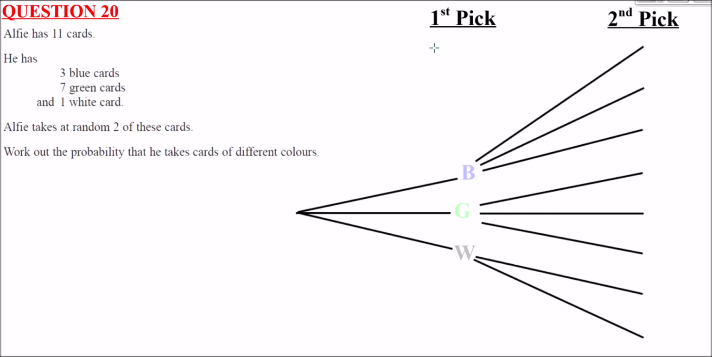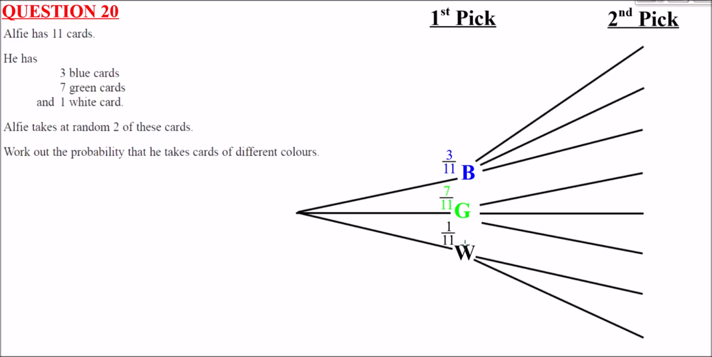So for the first pick, he could either pick a blue, a green, or a white. And for the second pick, again, he could pick either blue, green, or white. So for the first pick, the chance he picks a blue one, well, if 3 are blue out of a total of 11, the probability of picking blue first would be 3/11ths. If 7 are green out of 11, the chance of picking green first will be 7/11ths. And if 1 out of 11 is white, probability of white would be 1/11ths.